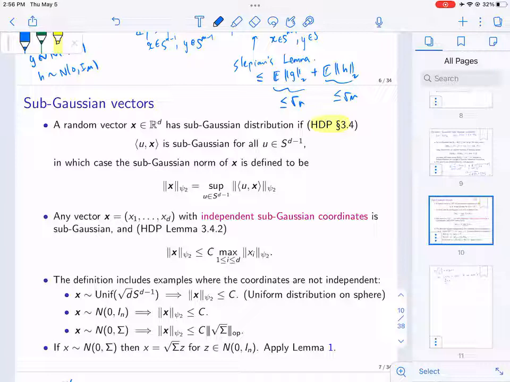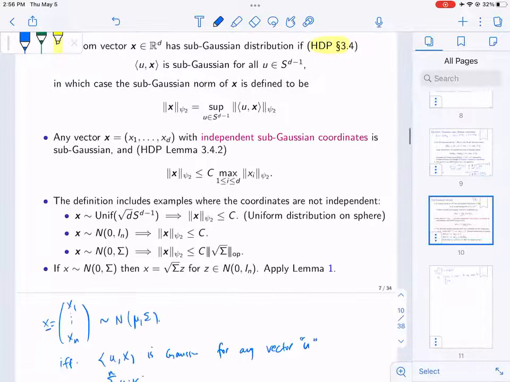Why this is useful, you'll see. The first thing to note, for example, is that if X has independent sub-Gaussian coordinates, then by the property that we just used, u inner product with X will have psi2 norm bounded up to constants by the summation of ui squared times the psi2 norm squared of each coordinate. All of them are bounded by K squared, so this is bounded by K squared times norm u squared, which is 1, so this is K squared. So this is a sub-Gaussian vector with sub-Gaussian norm bounded by K, the maximum, up to a constant. Okay, so vectors with independent sub-Gaussian coordinates are sub-Gaussian with this norm.